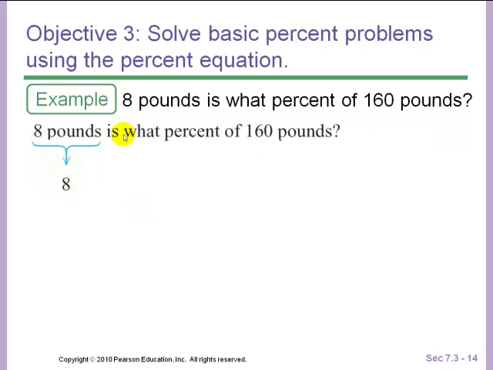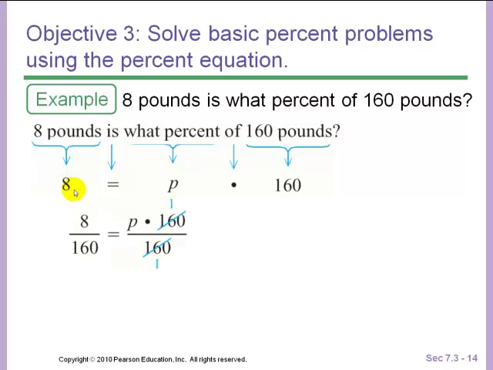8 pounds is our 8. Is our equal sign. What percent means what we're missing is the percent. Notice how we switched letters and now we're using the p. It is helpful to note when you're looking for a regular number like 8 or 160 versus when you're looking for a percent. There's an extra thing we'll have to do at the end, and it's helpful to note that. Of is our multiplication, and then 160.